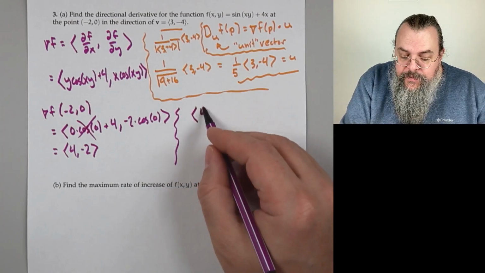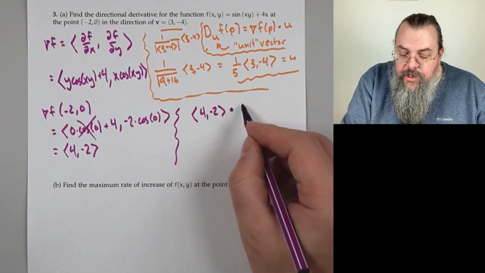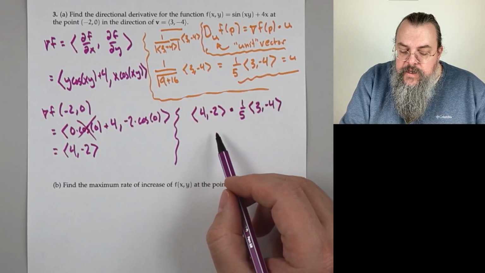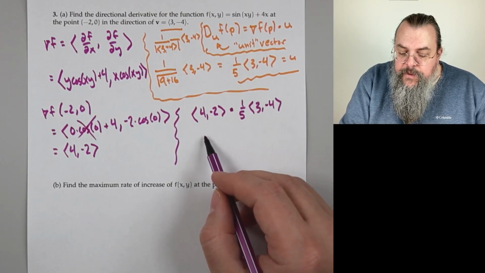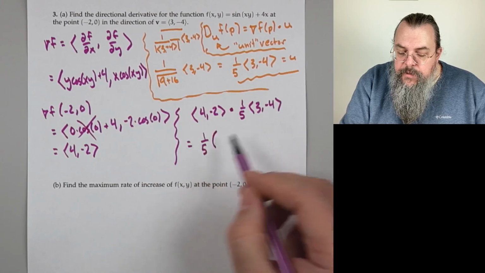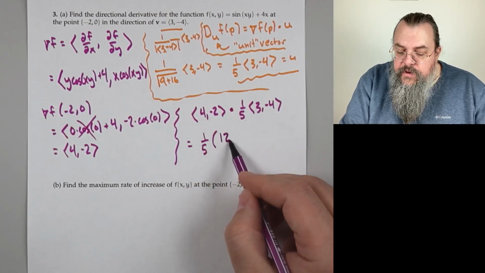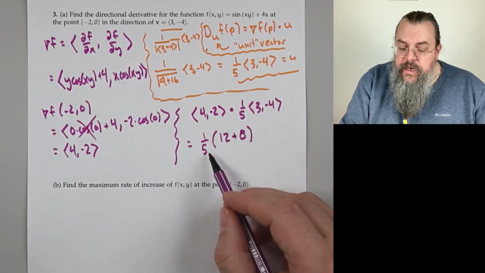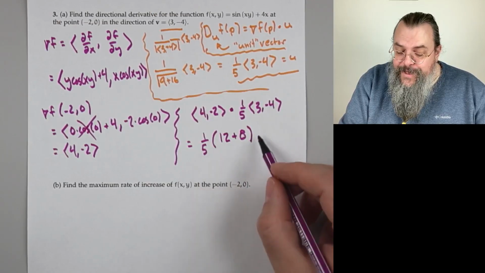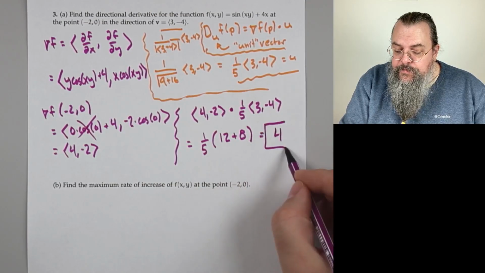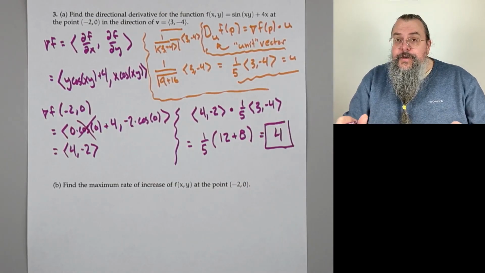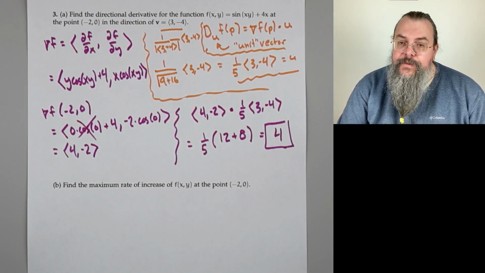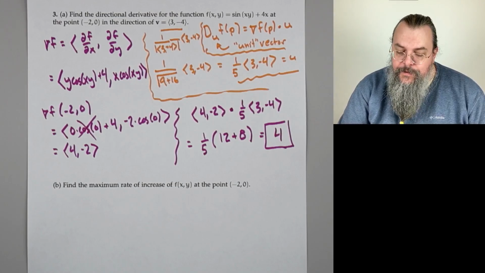So we take 4, negative 2, dot that with 1/5 times 3, negative 4, and the 1/5 we can just pull out in front. We're going to have 4 times 3, which is 12. Negative 2 times negative 4 is 8. 12 plus 8 is 20. Divide by 5 gives us 4. And we're done. That's it. That is our directional derivative in the direction 3, negative 4.